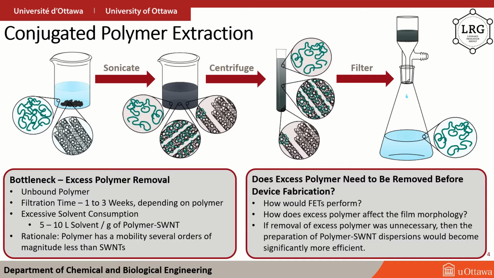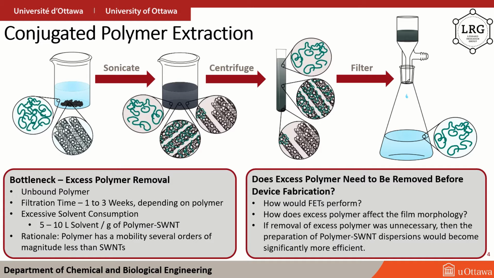It has been the convention to remove excess polymer from the dispersion, meaning the polymer that is dissolved in solution and not bound to any nanotubes. Of the entire procedure, filtration is the most time-consuming and resource-intensive. Filtering out excess polymer can take 1 to 3 weeks, depending on the polymer, and consume solvent on the scale of 5 to 10 liters per gram of carbon nanotube.